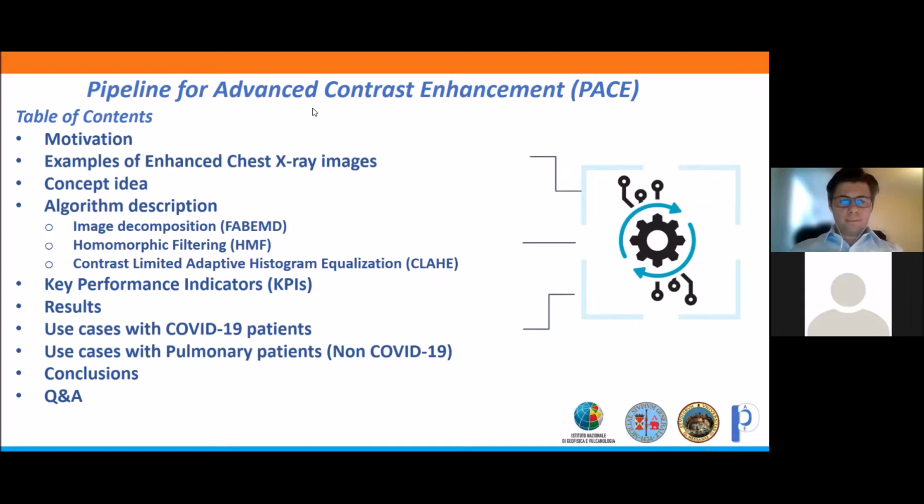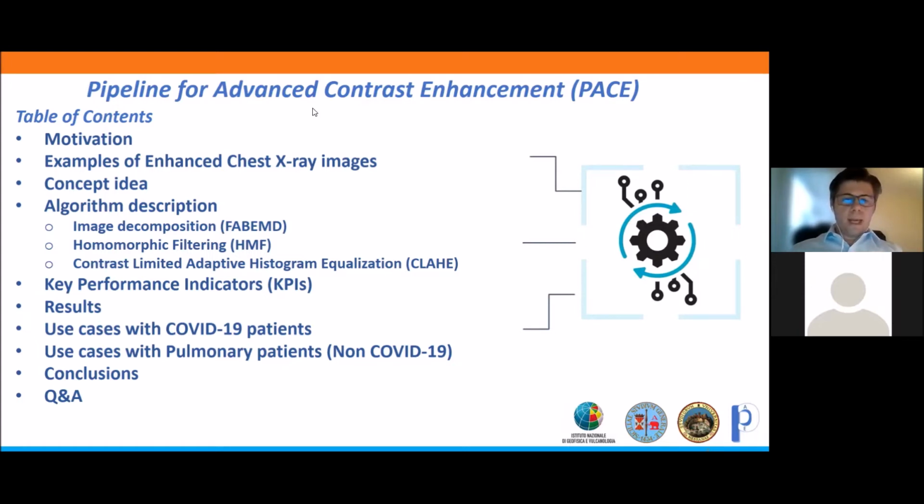Moving on, we will introduce the concept idea, which is on the basis of PACE. And a description of the algorithm will be provided as well. Then, we will discuss the metrics we have used as key performance indicators to study the capabilities of PACE. And the results will be shown and evaluated against other state-of-the-art methodologies.